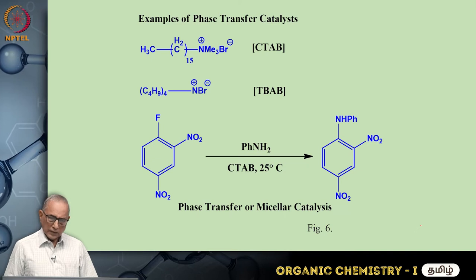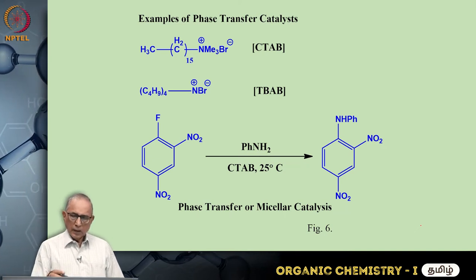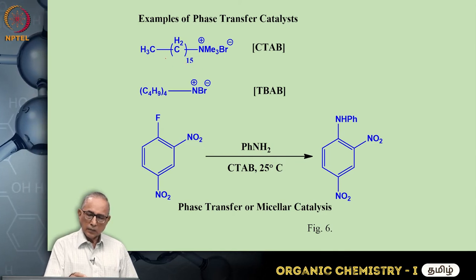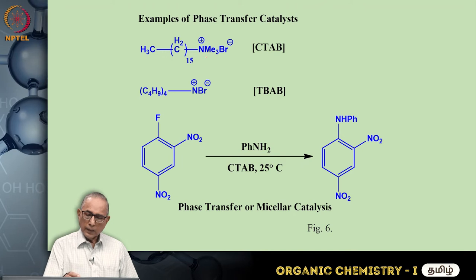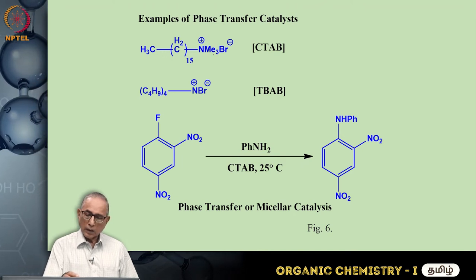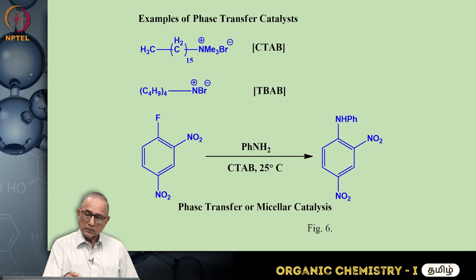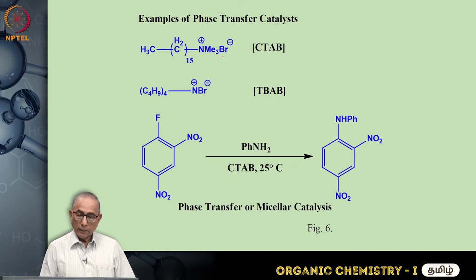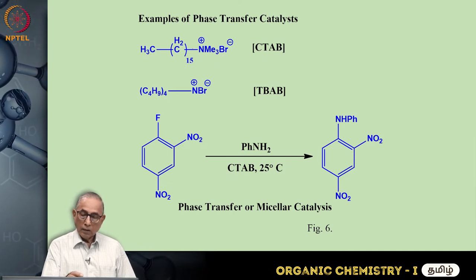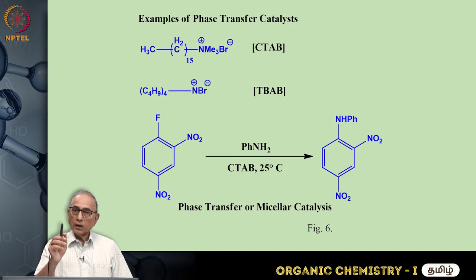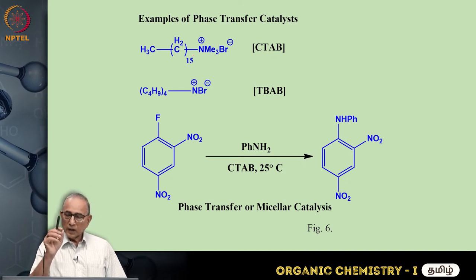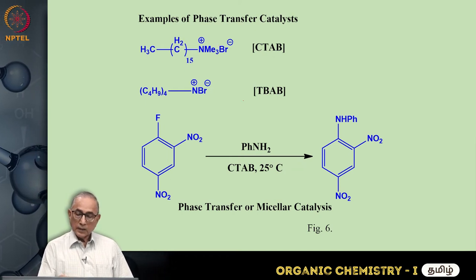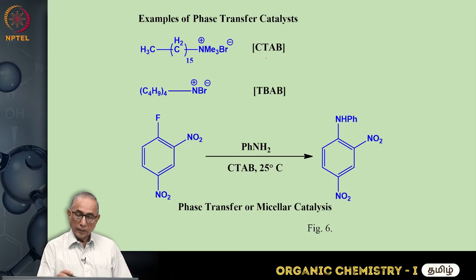One of the examples of a phase transfer catalyst is CTAB. You have 16 carbons and a nitrogen, which is polar, attached to 3 methyl groups. When you have 4 alkyl groups on nitrogen, it has a positive charge, an ammonium ion, with bromide as the counter ion. If you put this in water, the NMe3 plus will be on the surface and eventually form a sphere with this at the surface of the sphere. The chain will be inside the sphere. This is cetyl ammonium bromide.